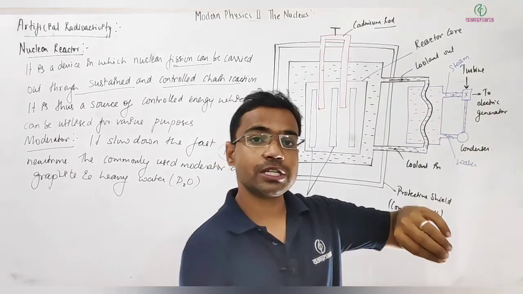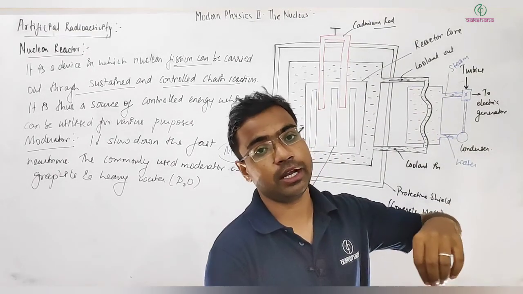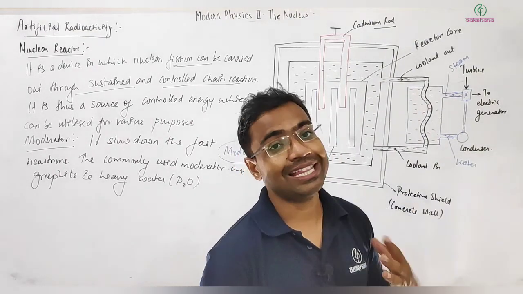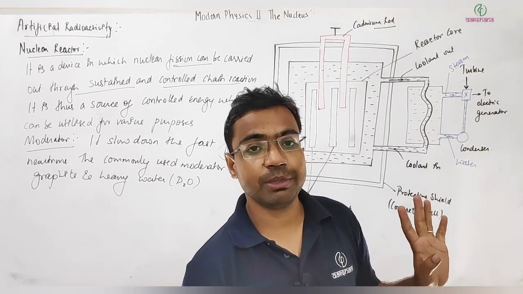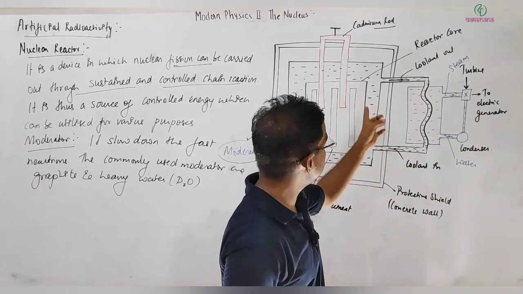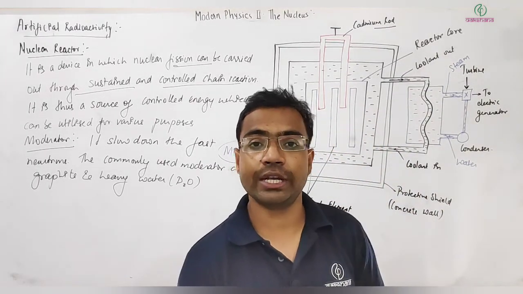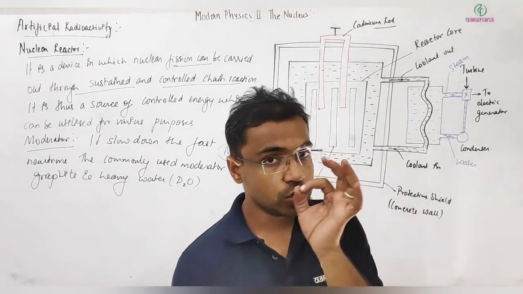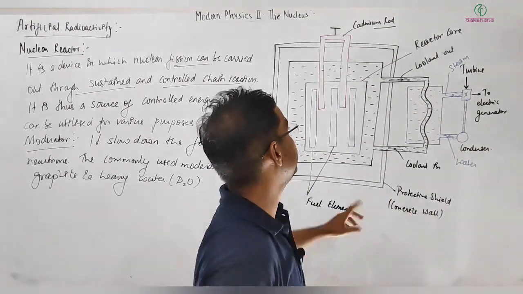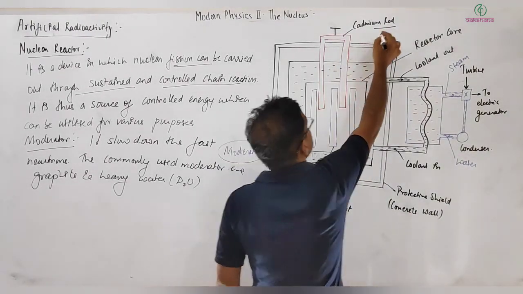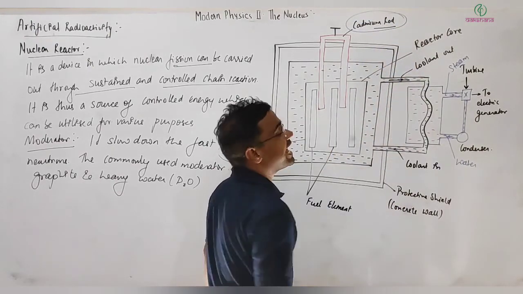So in the next process it will be growing even further and even higher, and that's how the exponential growth rate will be there. But in the nuclear reactor we want the reaction to be controlled. It should not grow exponentially. To control that, we have here control rods. These are normally cadmium rods.